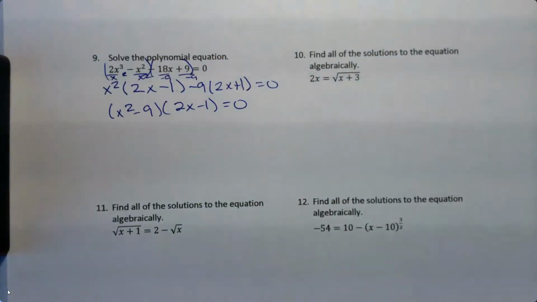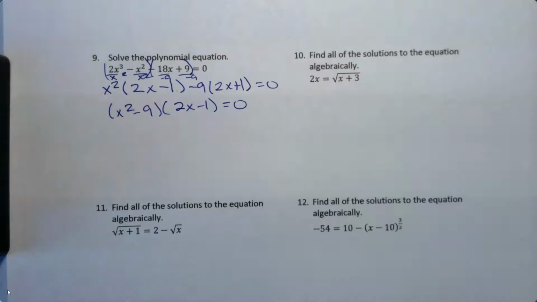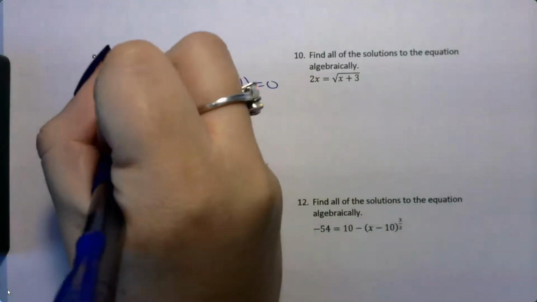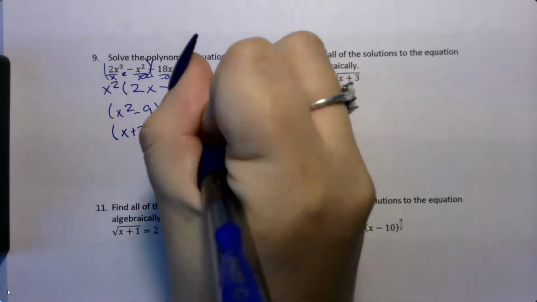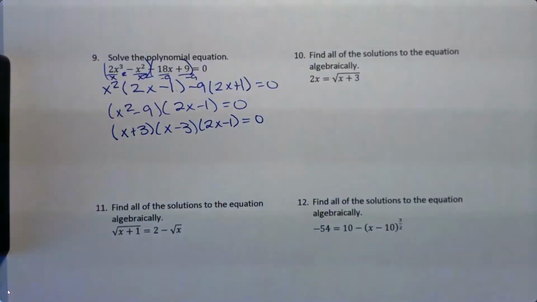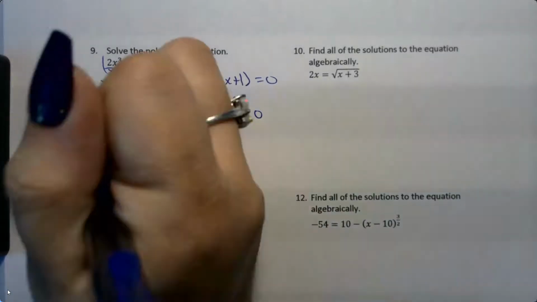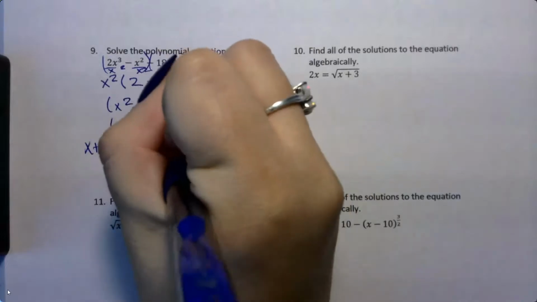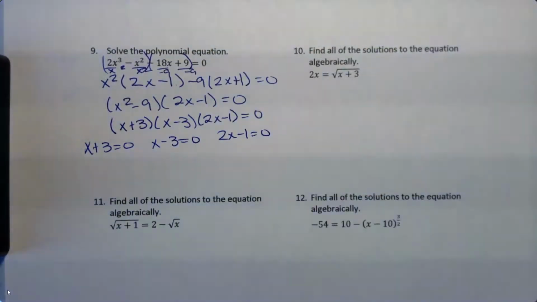Then I want to go ahead and see if I can factor this first term, which I can because it's a difference of squares. So I'm looking for what multiplies to negative 9 and adds to 0. This is positive 3 and negative 3. And then I have 2x minus 1. Then by the zero product property, I can take all of those values and set them equal to 0. And then I want to go ahead and solve all 3 of those.